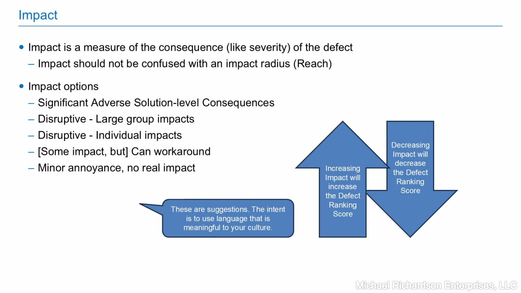Impact is a measure of the consequence, like severity, of the defect. Be sure not to confuse impact with the impact radius. That would be reach. Some defects cause minor inconveniences, while others could result in data loss, security breaches, or severe functional limitations. The level of consequence, the impact, is the same for a defect that affects a single user or a large group of users.